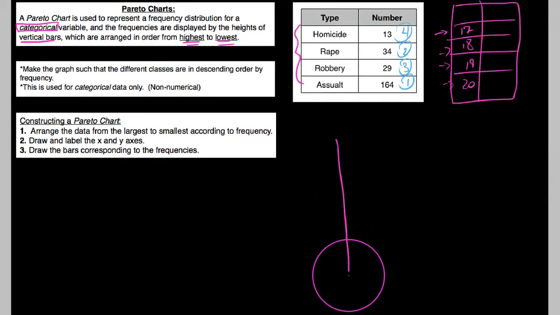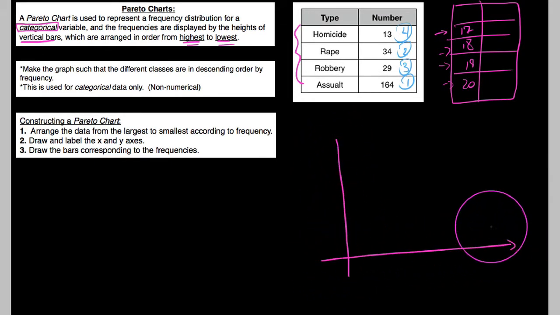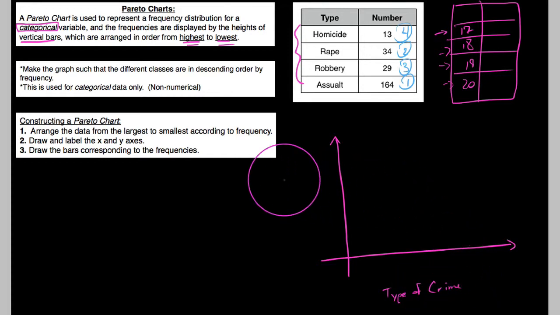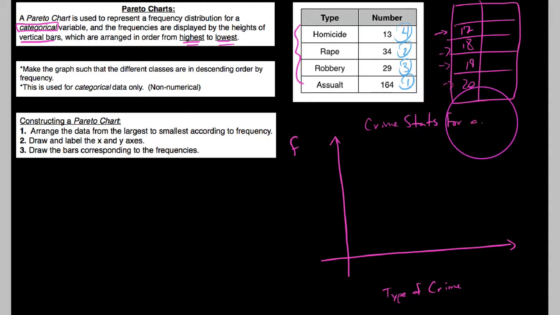So our x and y axes are up next. Our x-axis variable in this case is going to be the type of crime. We always want to label this, type of crime. Then up here we want to label the frequency, and last but not least we say crime stats. You always want to give your graph a name, so crime stats for an area. So give it a title and label your axes.